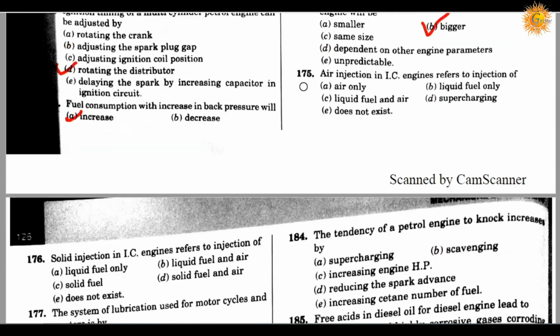Question number 175. Air injection in IC engine refers to injection of: option A, air only; option B, liquid fuel only; option C, liquid fuel and air; option D, supercharging; option E, does not exist. The correct answer is C, liquid fuel and air.